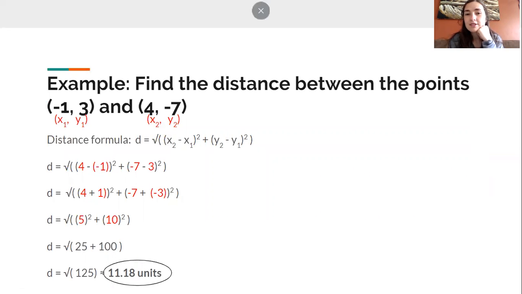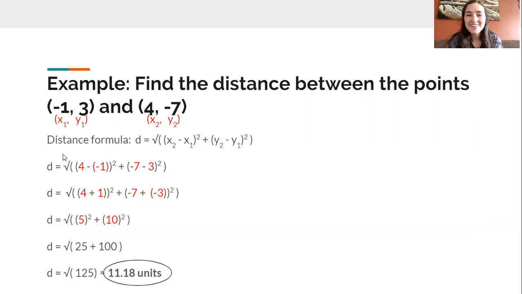So we have the distance between the points (-1, 3) and (4, -7). So we're going to use our distance formula and plug in our points x1, y1, and x2, y2. As you can see, I label them. It just helps me keep track of everything. Okay, so we have x2, which is 4, minus x1, which is -1, plus y2, which is -7, minus 3, which is y1 there.